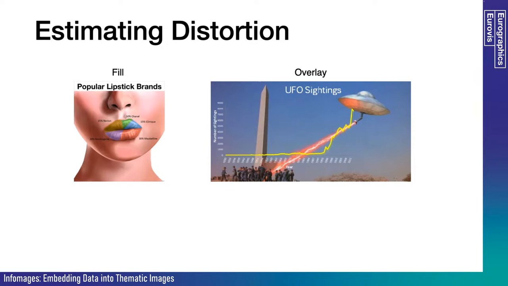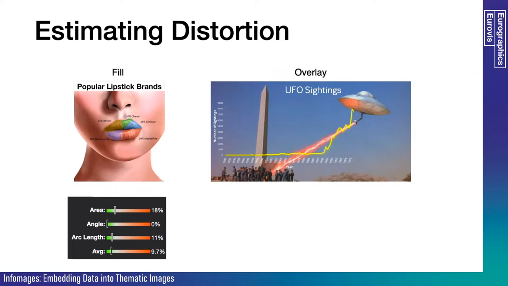In fill charts, we compute the plotted values by measuring the area, angles, and length of segments of the infomage. We then report the difference between these values and the actual data values as an average percent error across all segments. This error informs the user that on average, their infomage may cause viewers to over or underestimate the data value of each segment by the reported percentage.